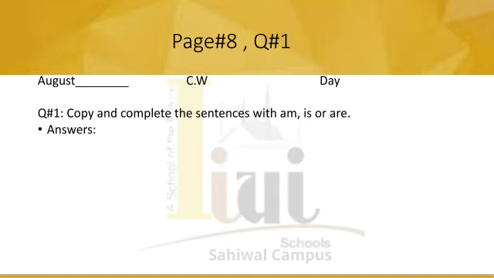Moving on to statement number 1. Javeria dash a cycling champion. Javeria is a singular subject, so we write here is. Second, we dash interested in sport. We is a plural subject, so we write here are.